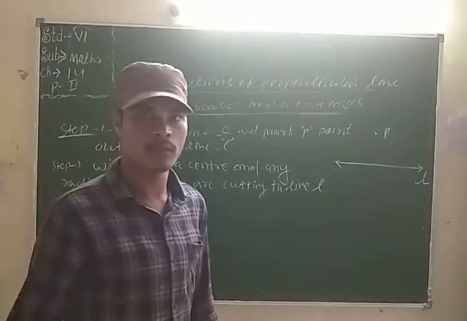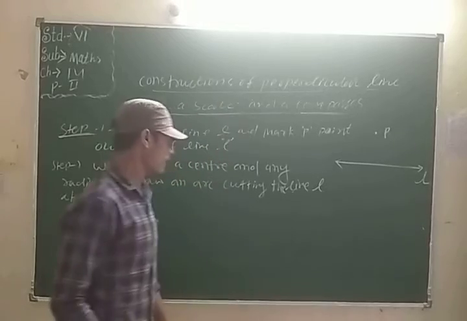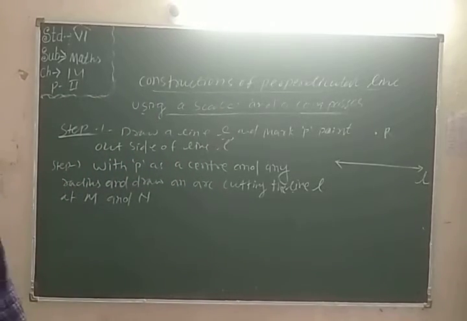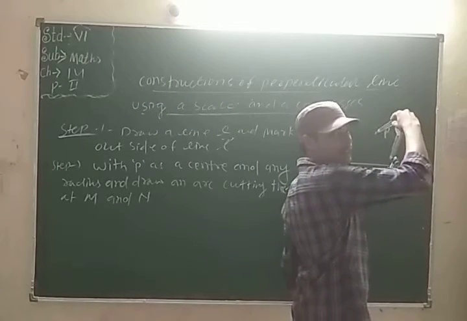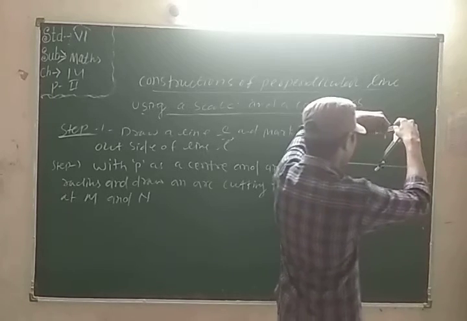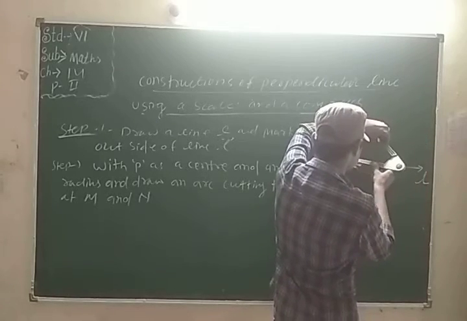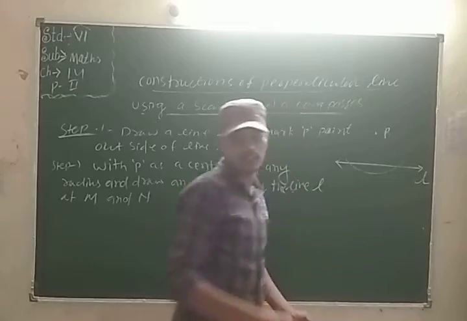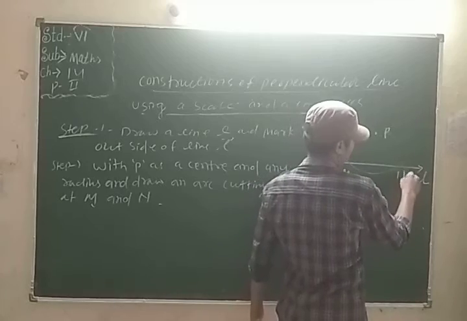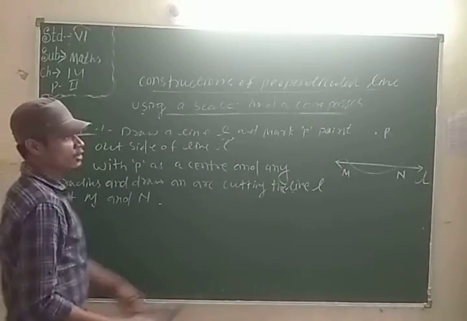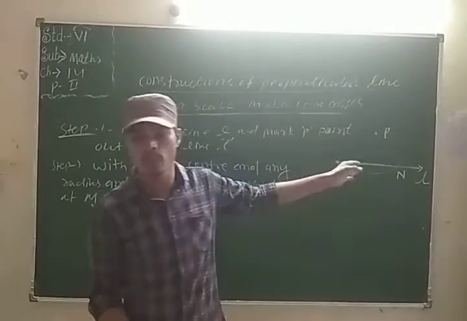See how I draw it, cutting the line L at M and N. Now we take the arc like this, put the compass on P as the center, and draw an arc below the line. Now we get the two points, and we give them the names M and N. Clear about this? We got the two points M and N.